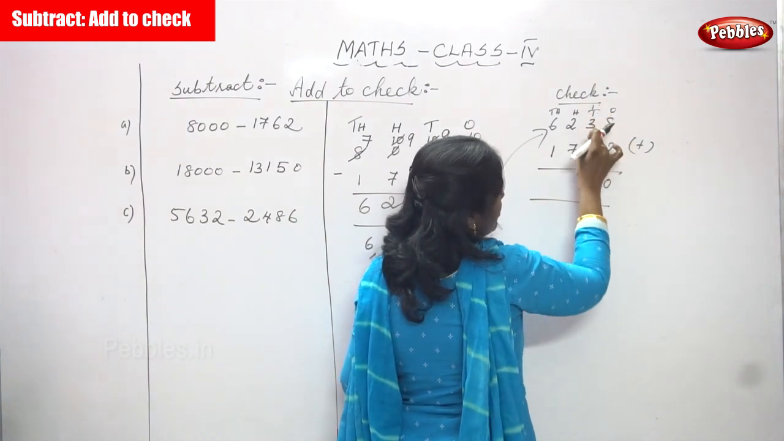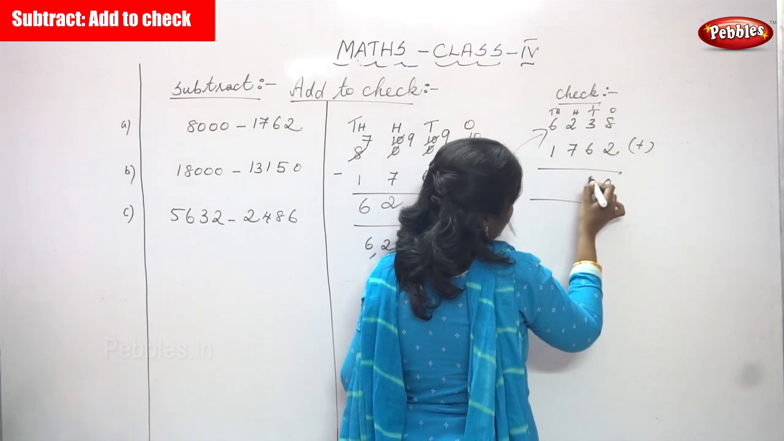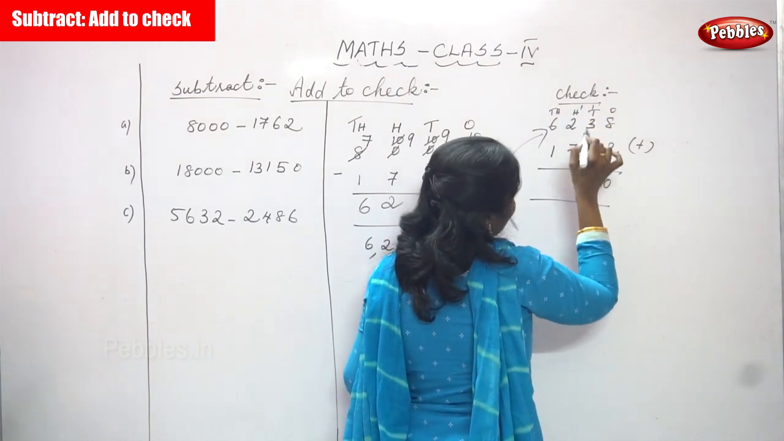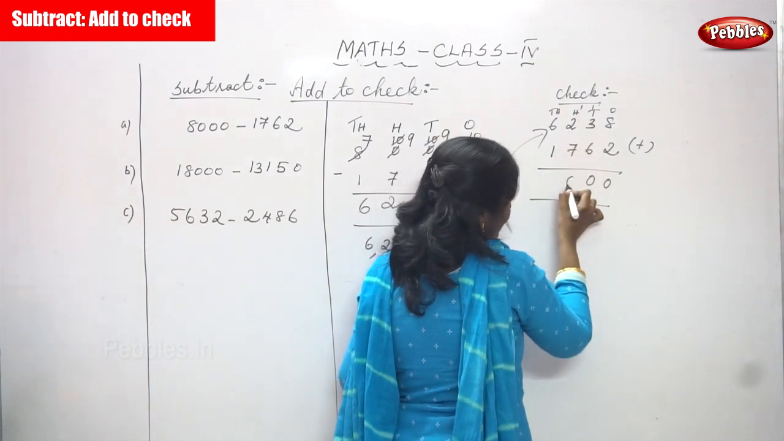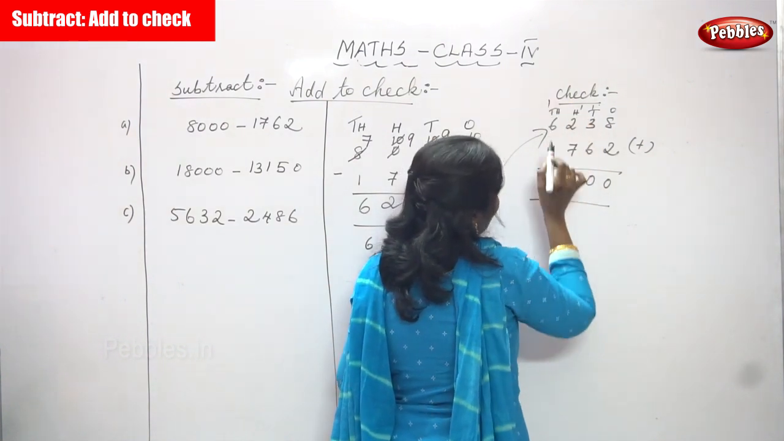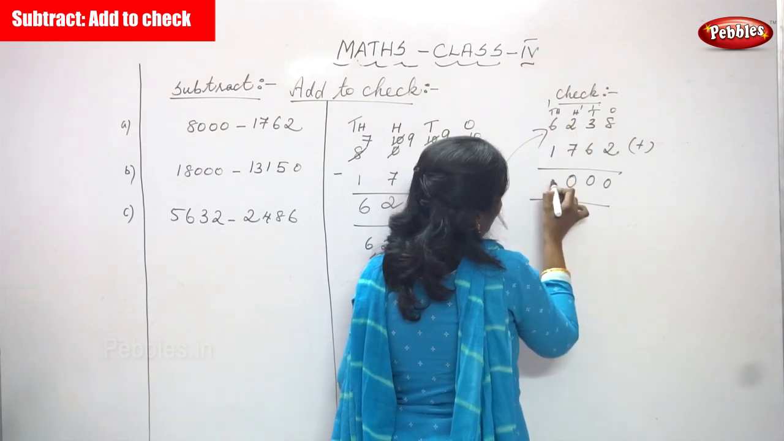And what is 6 plus 3, 9. 9 plus 1, 10, 0. Again, carryover goes to the 100 place on the top. 7 plus 2, 9. 9 plus 1, 10, 0. Again carryover goes to the top. And 6 plus 1, 7. 7 plus 1, what? 8.